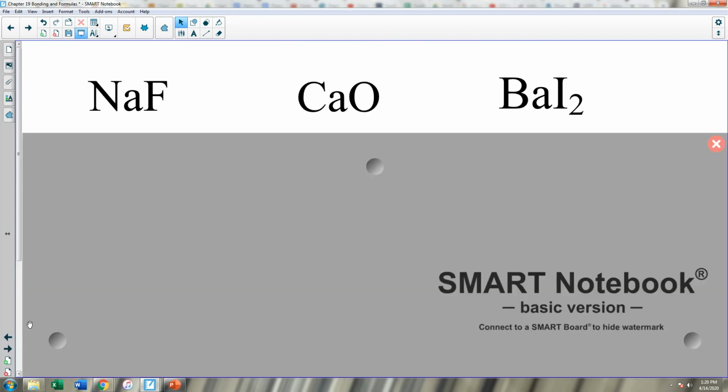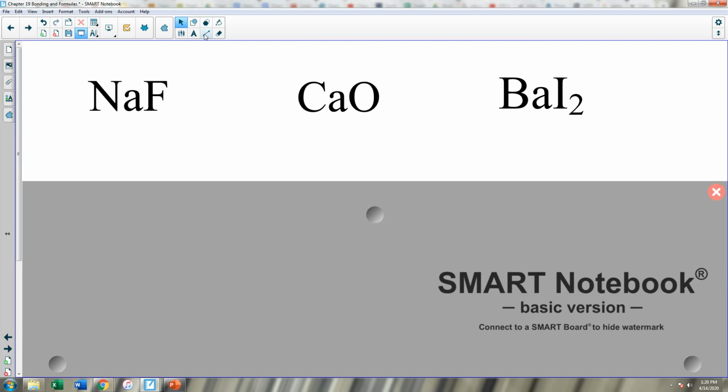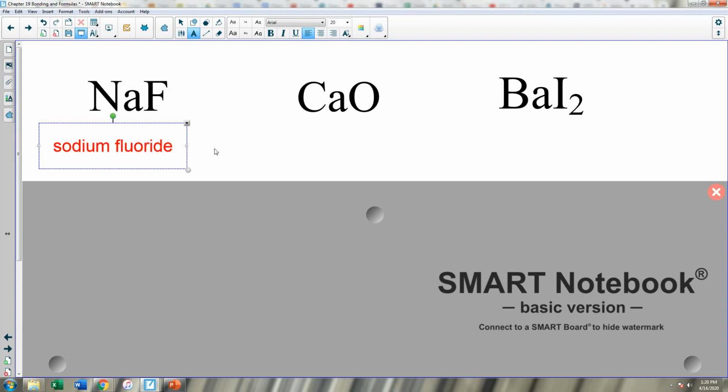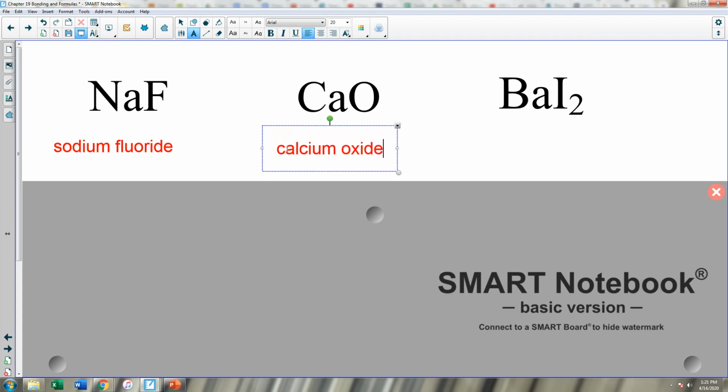So I'll do a couple examples here. We just did sodium fluoride. This one would be calcium oxide, and not oxygide, it's oxide.